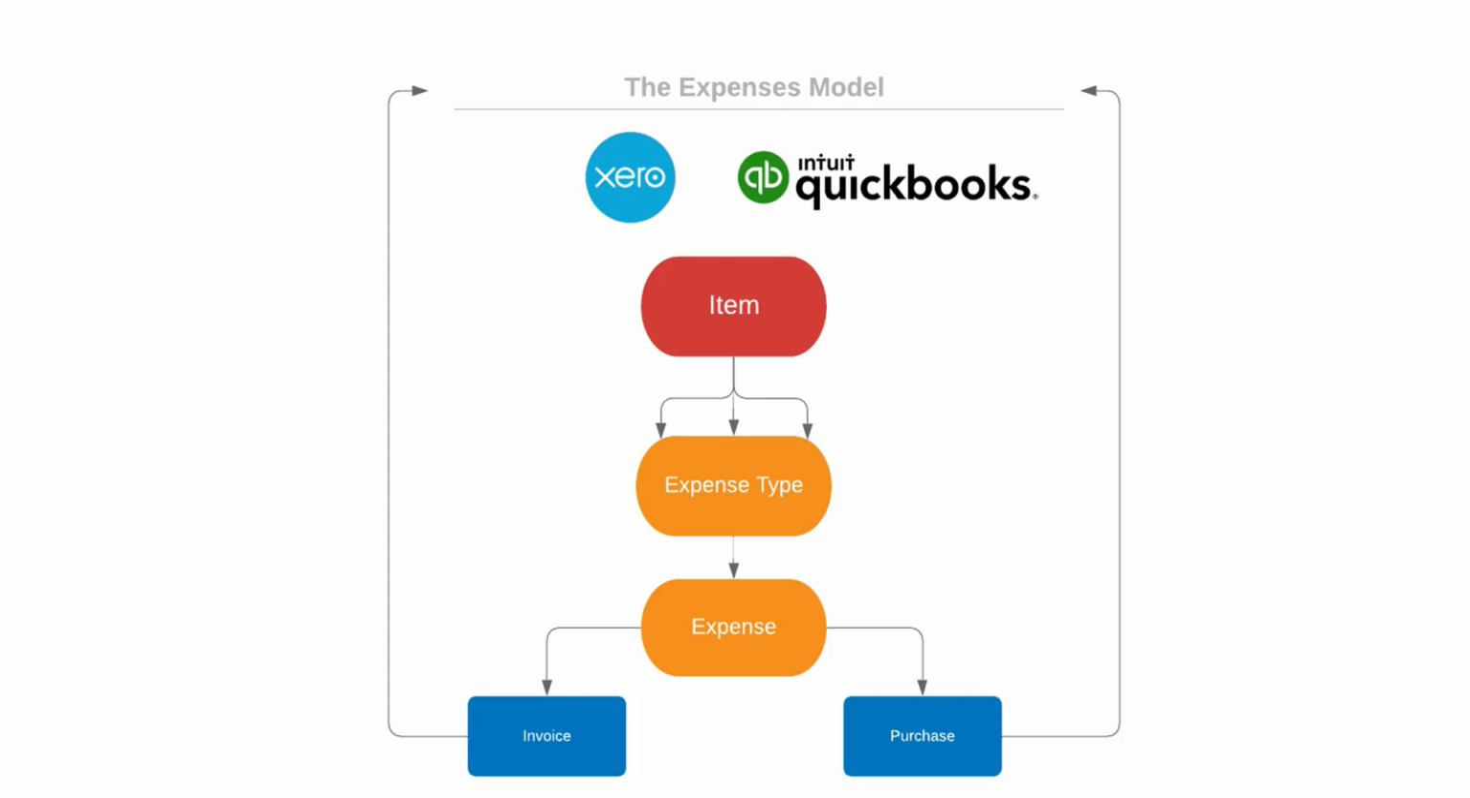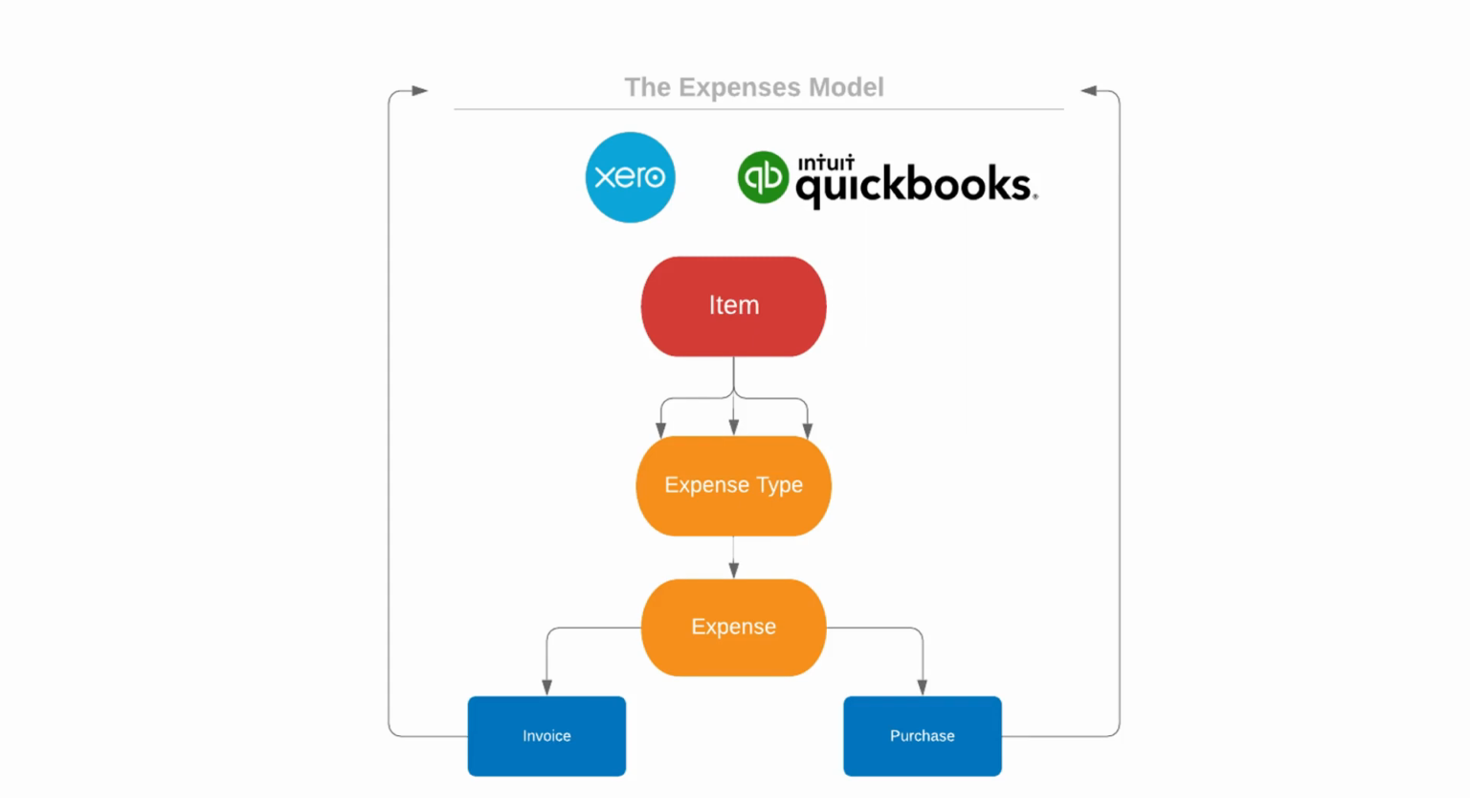When you're integrating with one of these two platforms, these items will be automatically brought in and synced with your Accelo account. And you use these items to create expense types, which are then used to create expenses. And then with these expenses, you can use those for invoices and purchases. Just note, you don't have to be integrated with Xero or QuickBooks to take advantage of the expenses module in Accelo, but it does ease the process a bit.